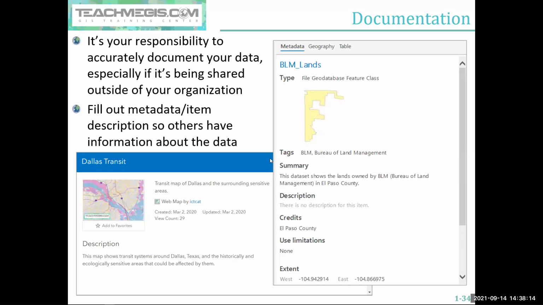By the way, a part of your responsibility as a GIS professional is to accurately document your data, especially if it's being shared outside of your organization, but even inside your organization. And that means filling out metadata. So we'll spend some time in class talking about metadata and the requirements and the formats.